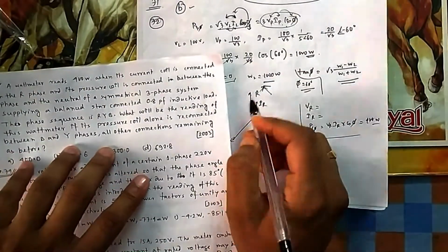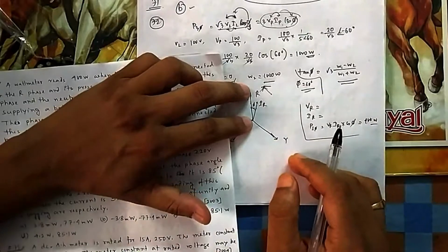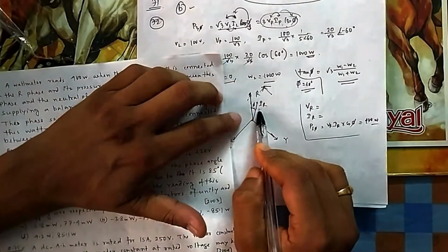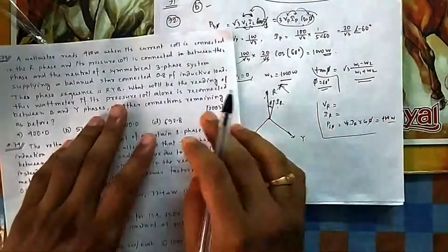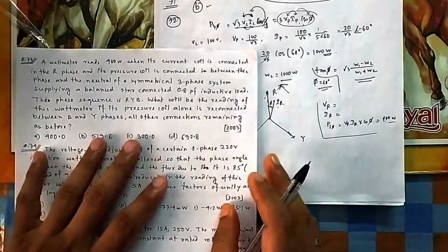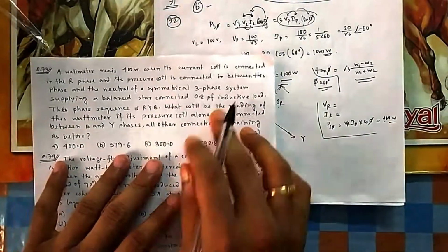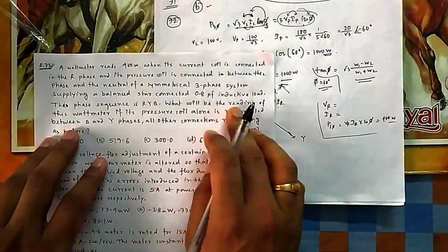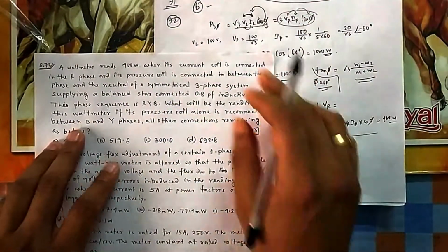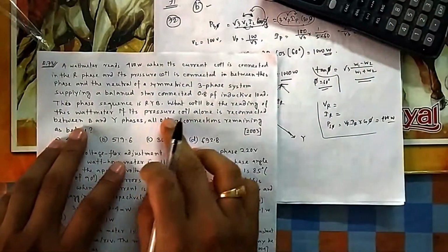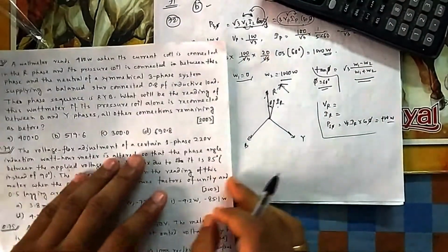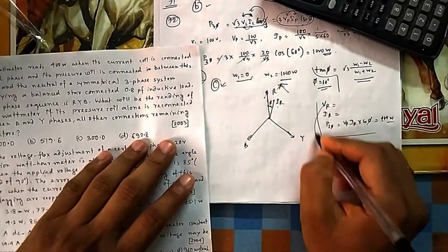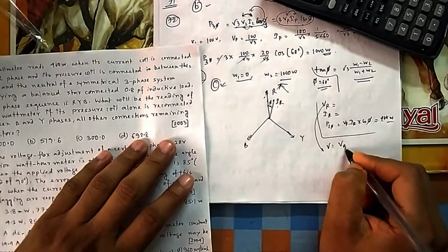Same voltage, phase to neutral, phase voltage, phase current, and then this one. Because it is star connection, only phase current will be there. There will be no line current, because line and phase will be the same. Now the phase sequence. What will be the reading if the wattmeter's pressure coil alone is reconnected? If you reconnect the pressure coil between B and Y phase, you will now sense VBY.